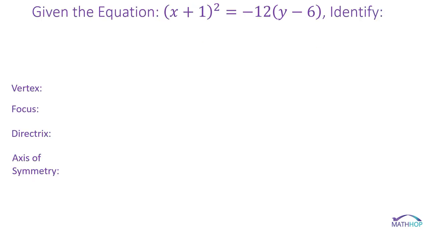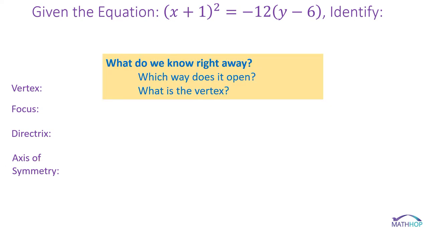Given this equation, let's now identify everything we've just talked about. So we have the equation (x plus 1) squared equals negative 12 times the quantity (y minus 6). And we want to identify the vertex, focus, directrix, axis of symmetry. I'm even going to sketch it, or I'm going to give everything I can to sketch it. So what do we know right away? We should know if it opens up or down, and then if it opens right or left. And we should know the vertex.